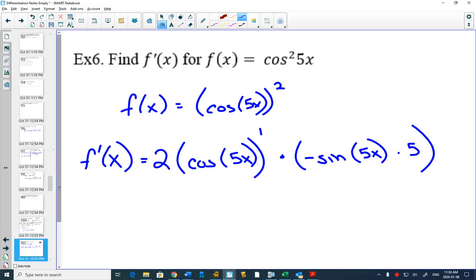Should we talk about that again? Follow it through again? So initially, my outside function was squared. That 2 comes out in front, subtract 1 from the exponent. I kept the inside the same. And then I have to multiply by the derivative of the inside. But when I think about my inside, it's another chain rule with a new outside of cos and a new inside of 5x. So the derivative of cos is negative sine. I kept my new inside the same, and then multiplied by the derivative of that inside, 5.